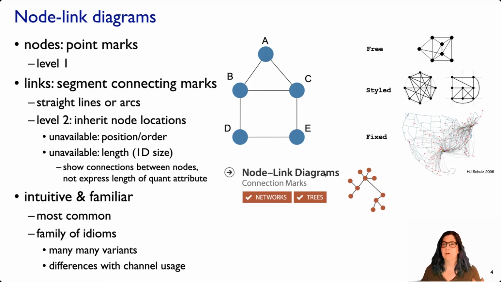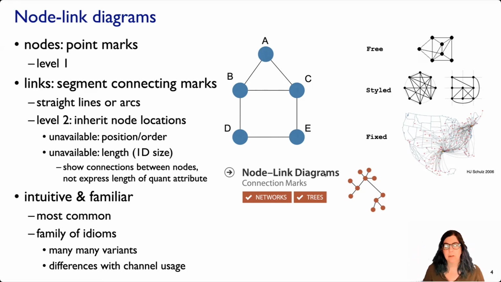And so typically with node link diagrams, we can make choices about position and order for the nodes, but we don't make those choices for the links because those are just routed in between them. The other thing that's really important about this kind of segment is this is a connecting segment. Its job is to connect things. It's not like the kinds of segments we see in, say, a bar chart where they're actually size coding an independent attribute. So these segments are showing connections between nodes. They are not expressing the length of a quantitative attribute. And that means that length is unavailable. We can't additionally size code these links because then they wouldn't actually show that connection.